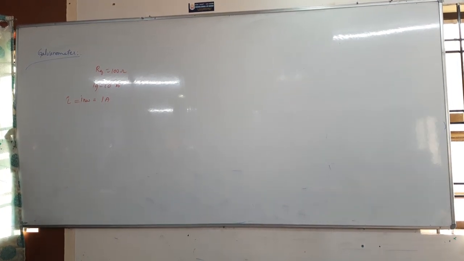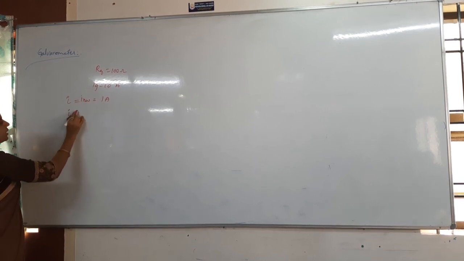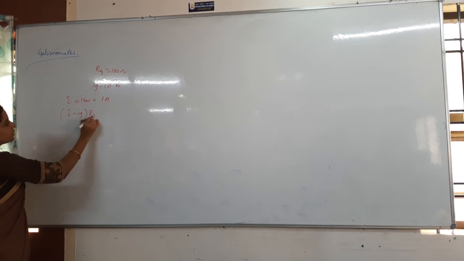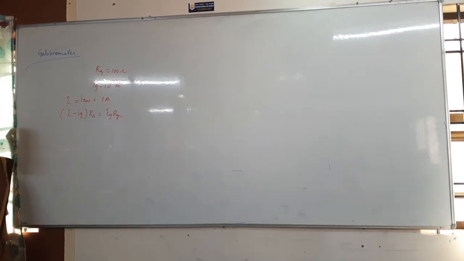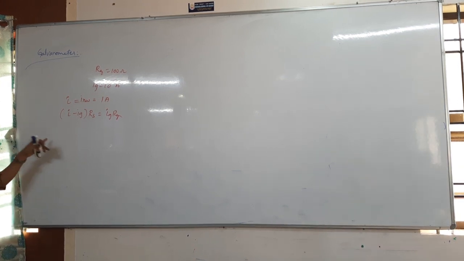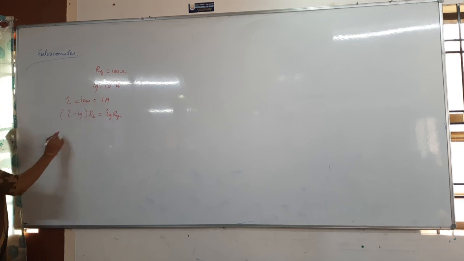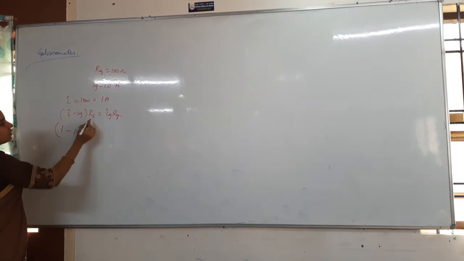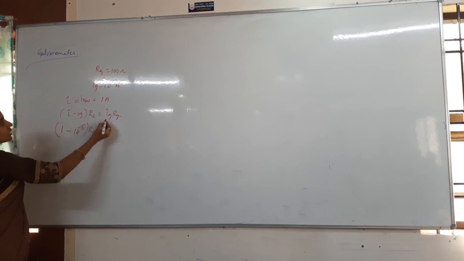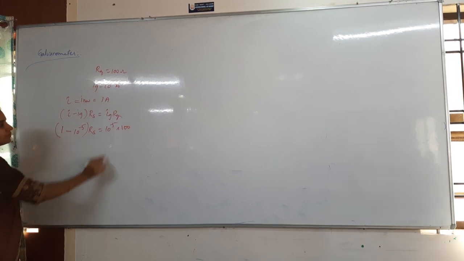To find the shunt resistance, we already know what formula we got. I minus Ig into Rs is equal to Ig into Rg. This is the formula for the ammeter conversion. Now I is the new value here. New is how much here? 1 ampere. Minus Ig is how much? 10 power minus 5, into Rs you have to find, that is equal to Ig, 10 power minus 5 again, and Rg is how much here? 100.